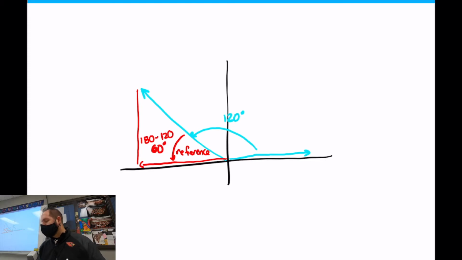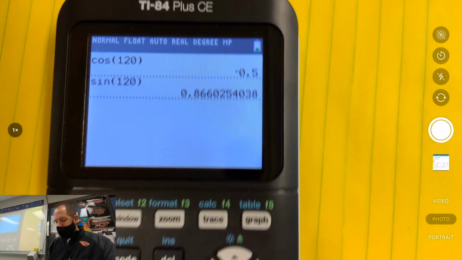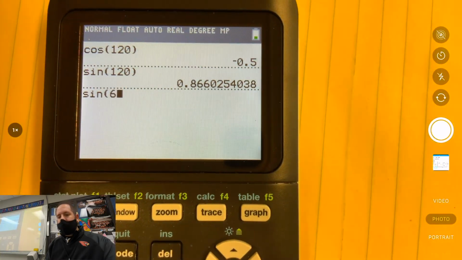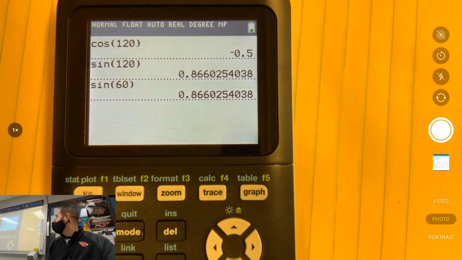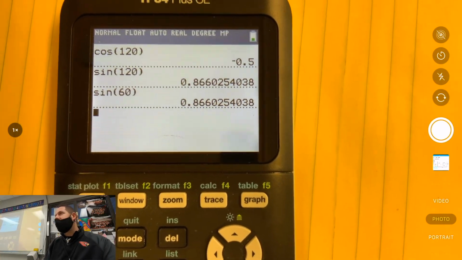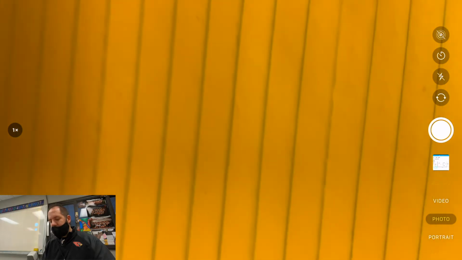In fact, let me just show you on a calculator that it actually gives you the same result. So sine of 120, and the sine of 60 degrees. They're giving me the same number. It's a reference angle. It's giving me the same result, because they go off the same numbers in terms of special triangles.